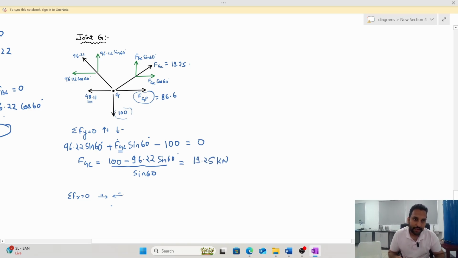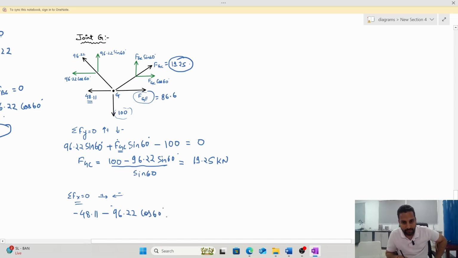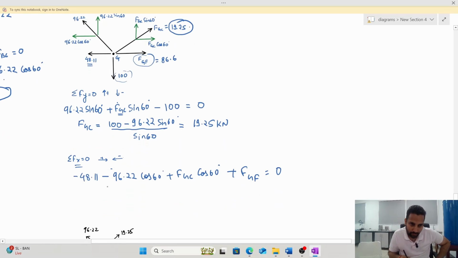Since it is positive, that means your assumed direction is correct. See here 19.25, I have written it initially. So we got 19.25. Now if you do summation of forces in x direction equals 0, what is all there in the x direction? Negative 48.11, negative 96.22 cos 60, positive FGC cos 60, and positive FGF equals 0. So we know FGC is 19.25. So I will move everything to the other side.